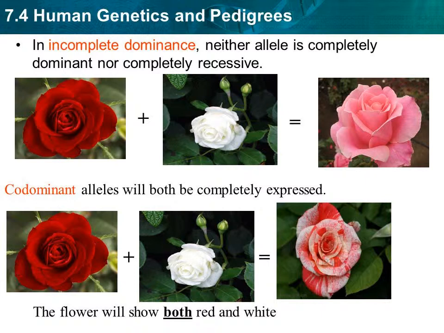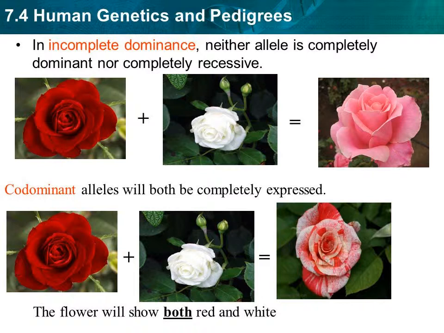Here's another way to compare it using flowers. Think of the cells as being filled with either a red pigment or a white pigment. In incomplete dominance, the pink snapdragon has half of the cell filled with the red pigment and half filled with the white pigment. This creates the blend. It's going to be a pink snapdragon or a pink cell.